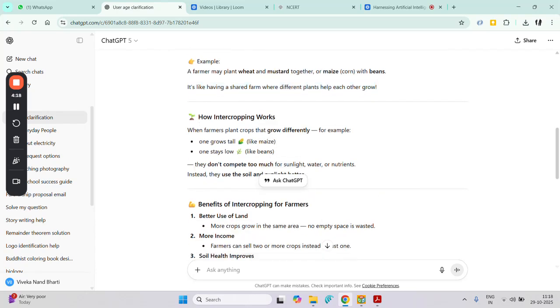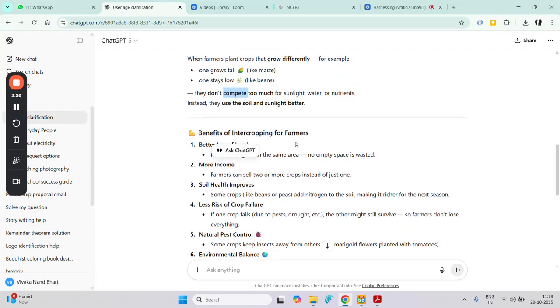How does intercropping work? When a farmer plants crops that grow differently, you can just emphasize the words "grow differently." For example, one grows tall, one grows low. They don't compete too much for sunlight, water, or nutrients. Instead, they use the soil and sunlight better.